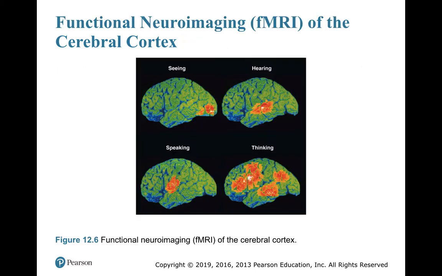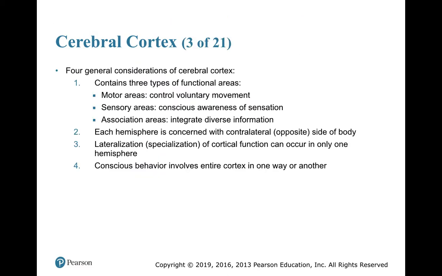So here we use some functional imaging. This is an fMRI. We can see that this area is lit up when we are seeing something, this area when we are hearing something, this one when we are speaking. But when we are thinking, it's going to involve all kinds of those same sensations and all kinds of different parts of the brain. There are four things to consider with the cortex.